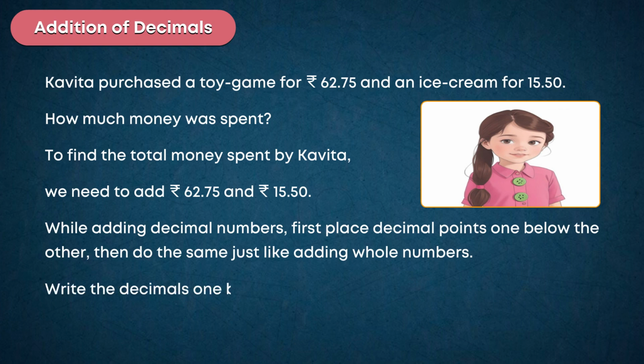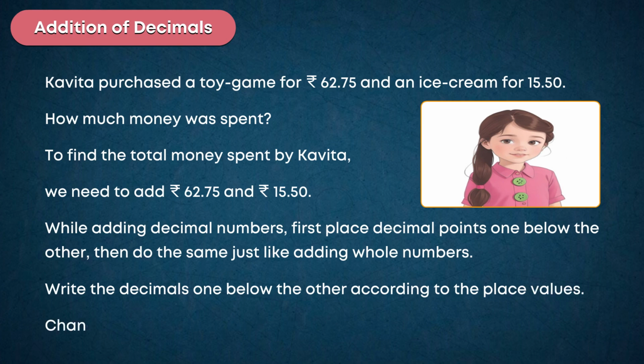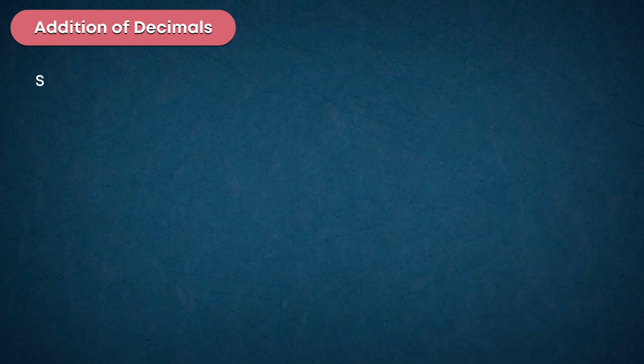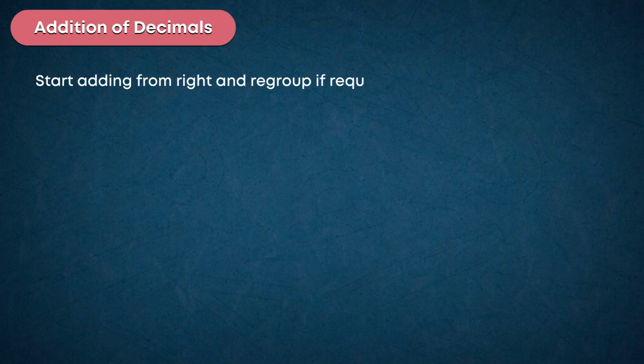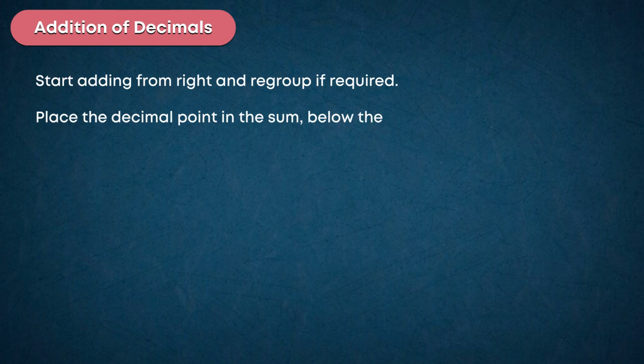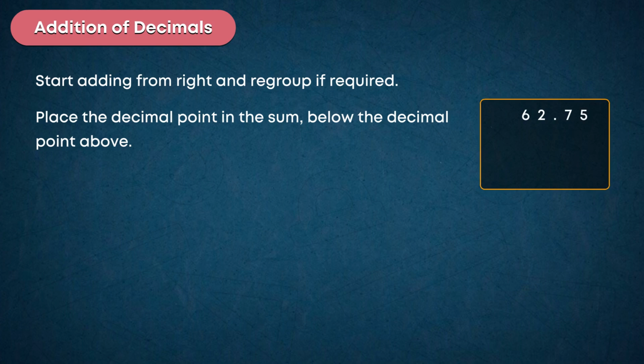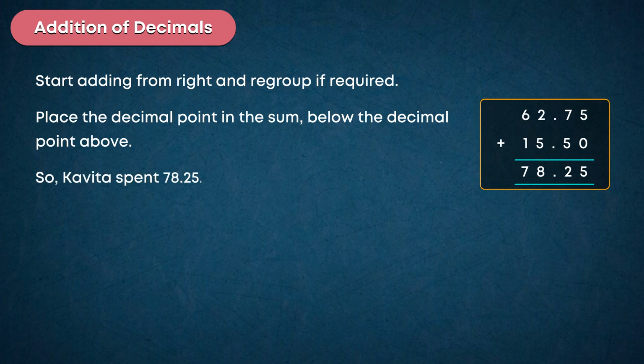Write the decimals one below the other according to the place values. Change into like decimals if required. Start adding from the right and regroup if required. Place the decimal point in the sum below the decimal point above. 62.75 plus 15.50 is equal to 78.25. So, Kavita spent 78.25.